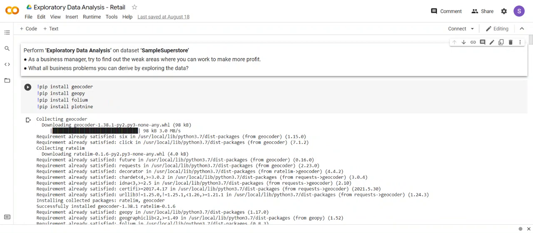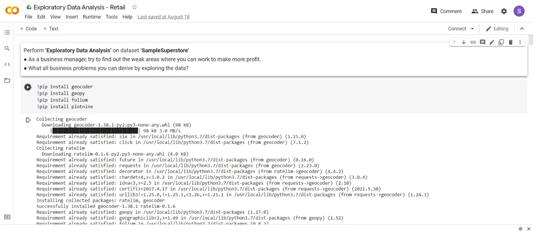And this is the project about exploratory data analysis for retail, where we got the data set that is SampleSuperstore, and we need to figure out the weak area where we need to work more to make more profit. And also, we need to explore the data where we are doing good and where we are not.